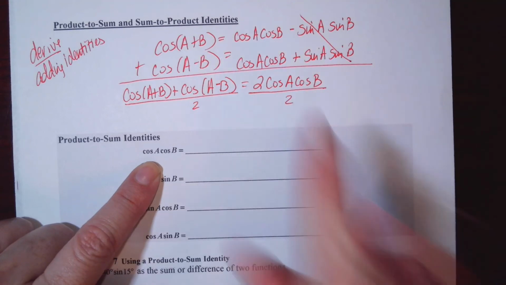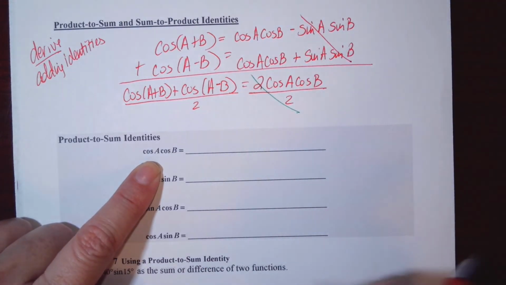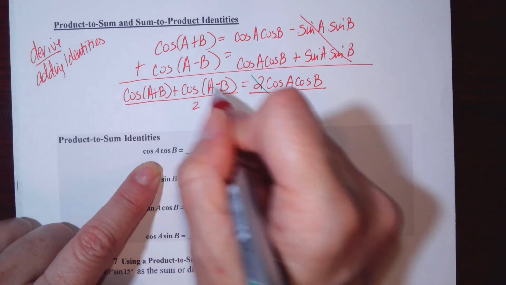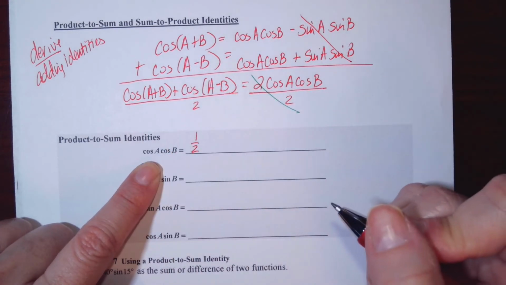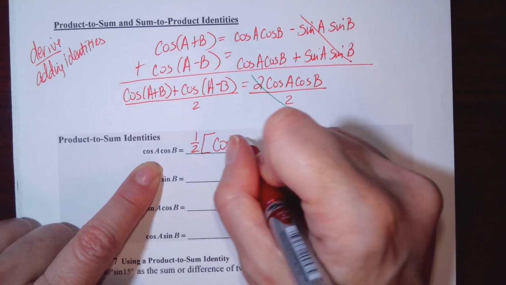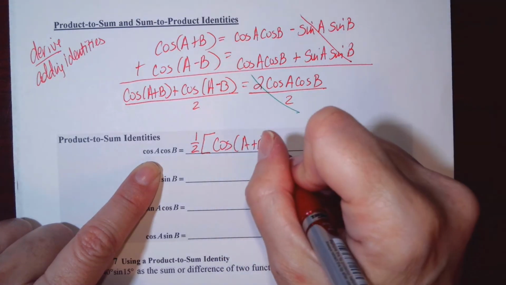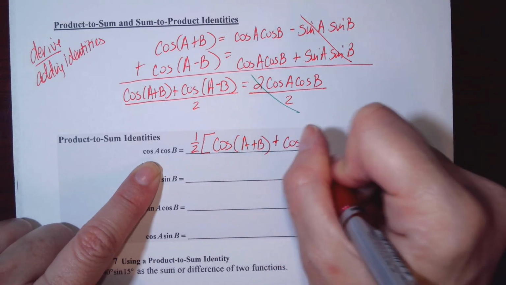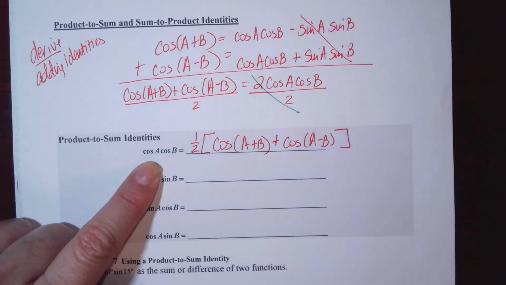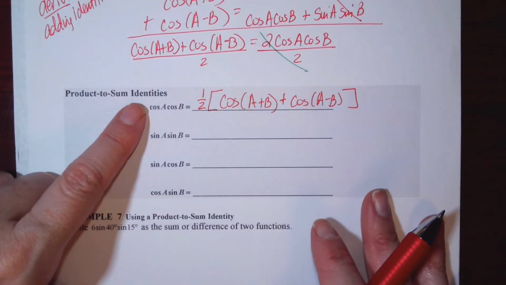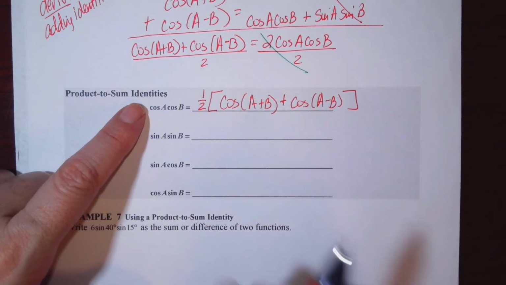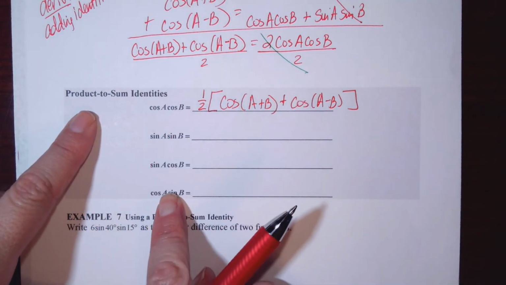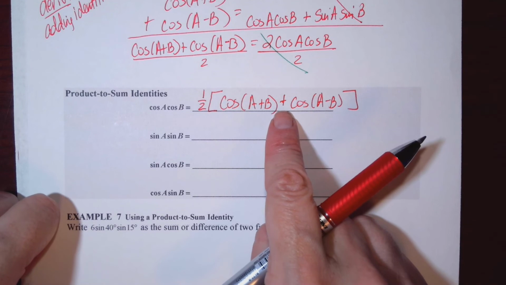Which means that cosine A times cosine B is equal to, now dividing everything by 2 is the same thing as multiplying by 1/2, so it's 1/2 of cosine sum plus cosine difference. Alright? Ta-da! That's how those identities, product to sum, tie together to what we've been doing so far. Now, notice product to sum, we're starting with products, we're ending up with sums, and a sum and a difference is just adding a negative, right?